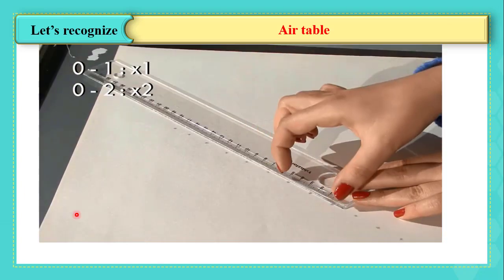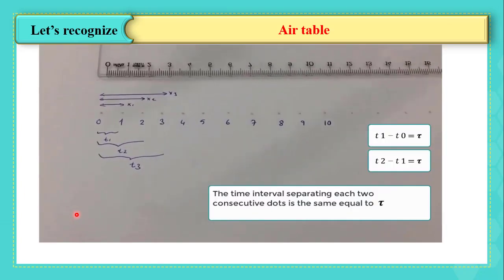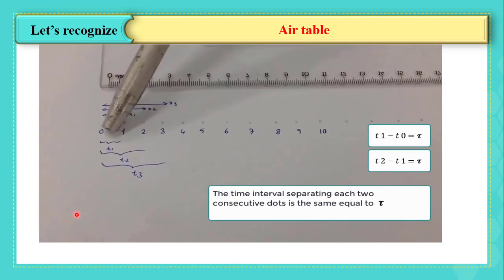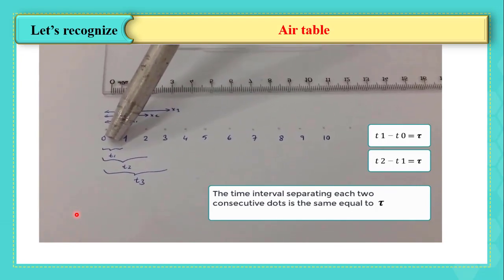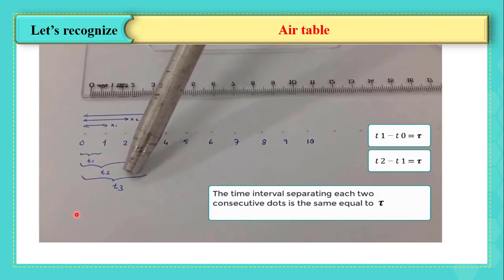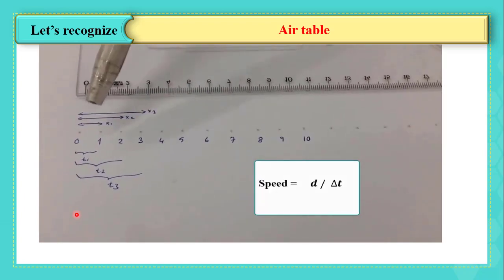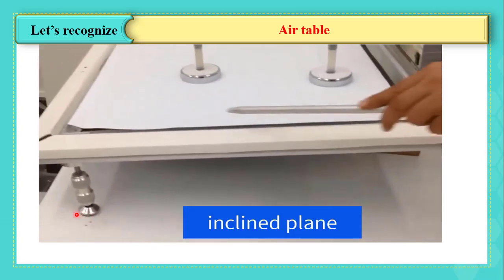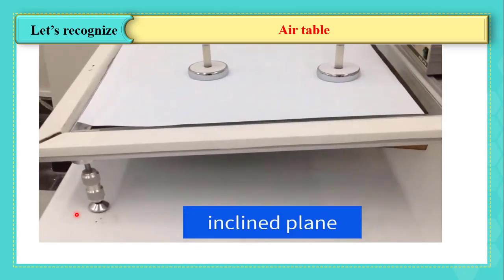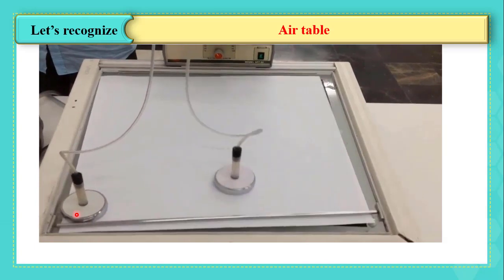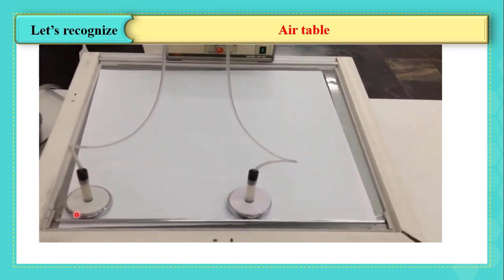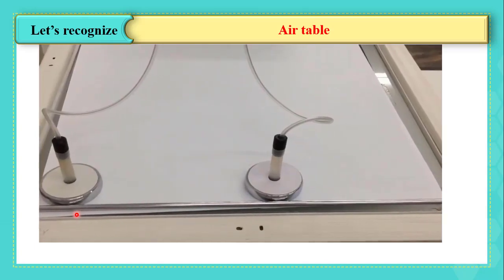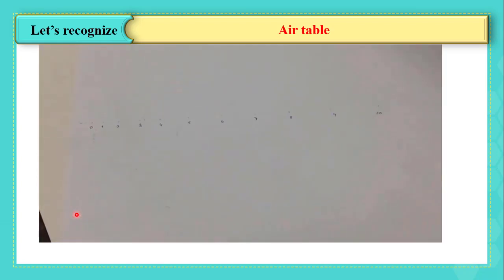And knowing from the spark timer the duration between two consecutive points, which is the same and equal to tau, we can calculate the average and instantaneous speeds of the puck to use them in several fields related to motion studies. Note that when we regulate the inclination of the air table, the table will become inclined. In this case, we can notice that the distances separating two consecutive positions are not equal anymore, and in this way we can study another nature of motion.